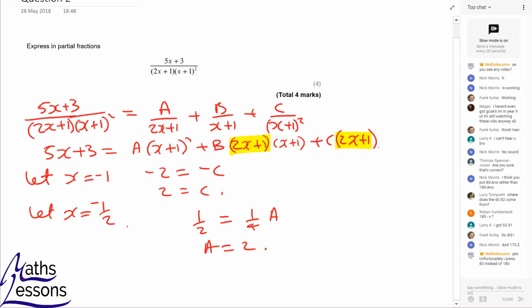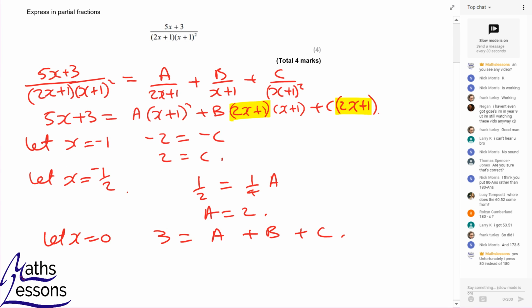Now because we know a equals 2 and b equals 2, we can now let x equal something simple like 0 to finish off. So we let x equal 0, we get 3 equals a plus b plus c. And because we know a and c are both 2, that gives us 4. And b, therefore, will be equal to minus 1.